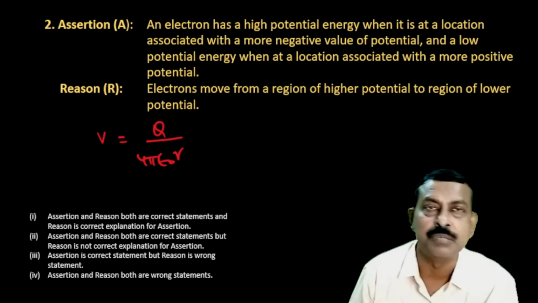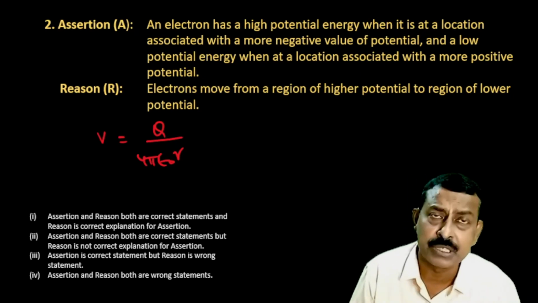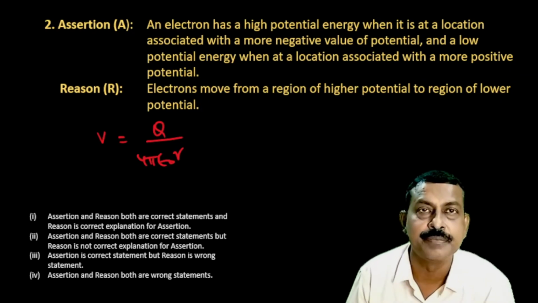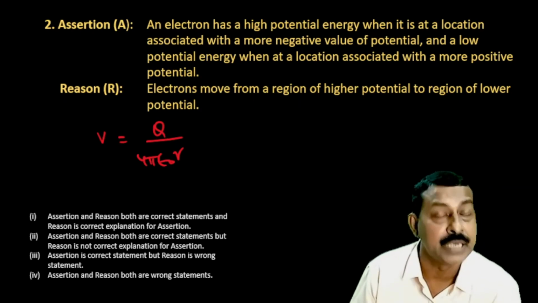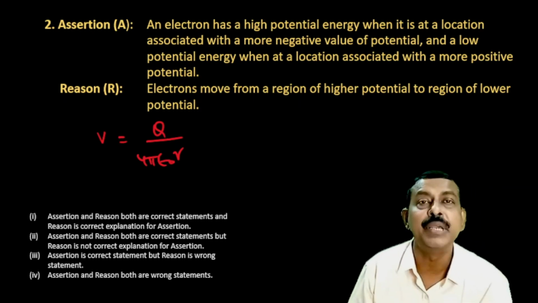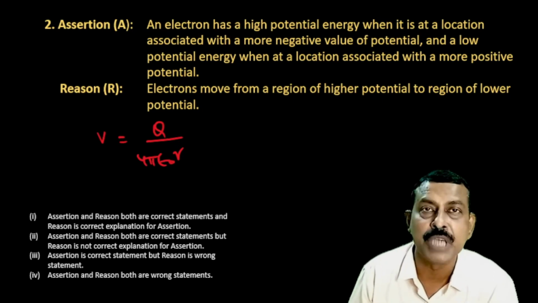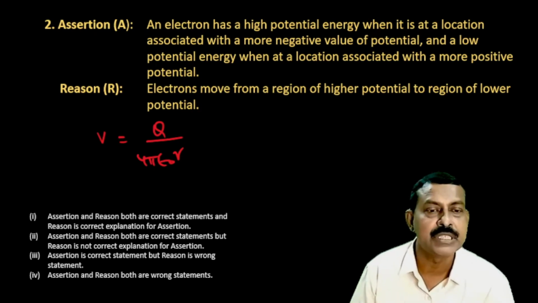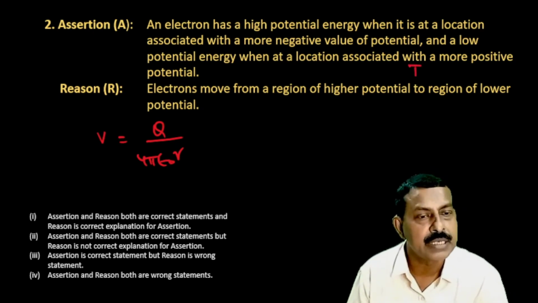And all these terms, like the potential, electric field and other terms of electrostatics, even current electricity, we define in terms of the positive charge. So the point which has a higher, that is positive, value will be a point of high energy or high potential for a positive charge, and it is low for a negative charge. So obviously if it is said it is high potential energy when it is at a location with a more negative value, that means this is a correct statement, or it is true.